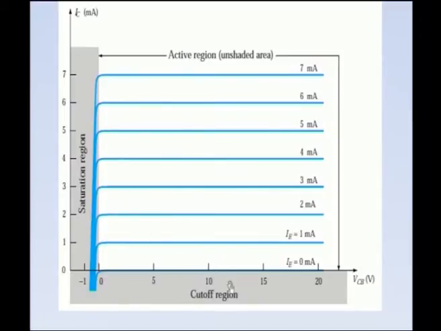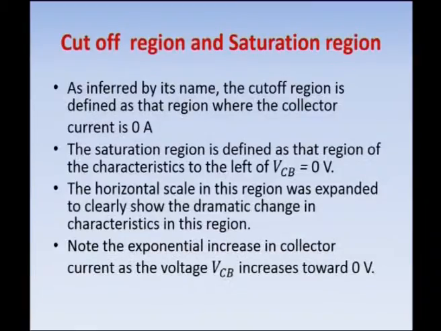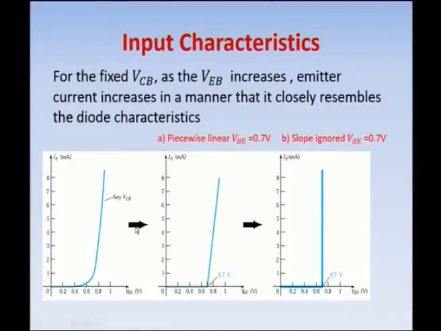We have discussed the cutoff region, saturation region and active region. In cutoff both the junctions are reverse biased, and in the saturation region both the junctions are forward biased. In the active region the input junction is forward biased and the output junction is reverse biased. So, if the base current is 0, according to Kirchhoff's current law, IE is equal to IB plus IC. If the base current is negligible or 0, then the collector current is approximately equal to the emitter current in the active region. The input characteristics is shown here.